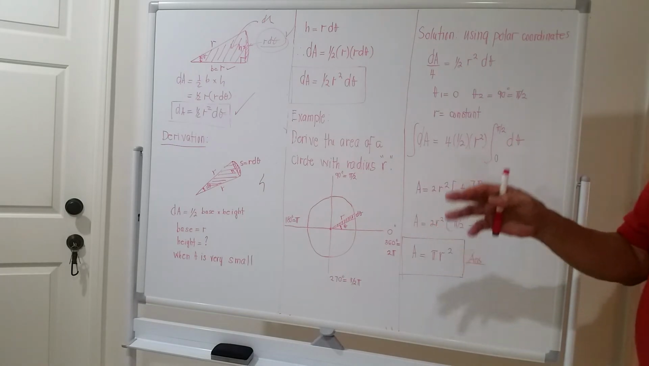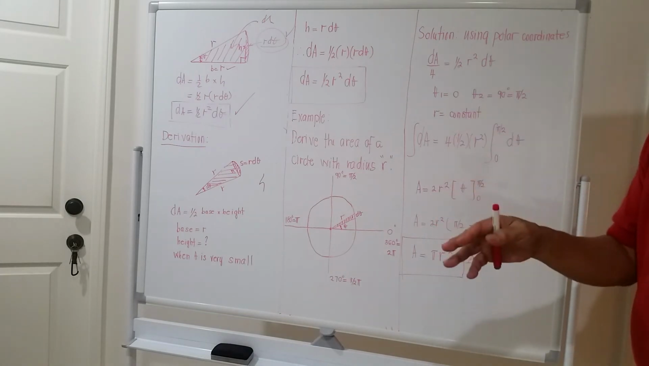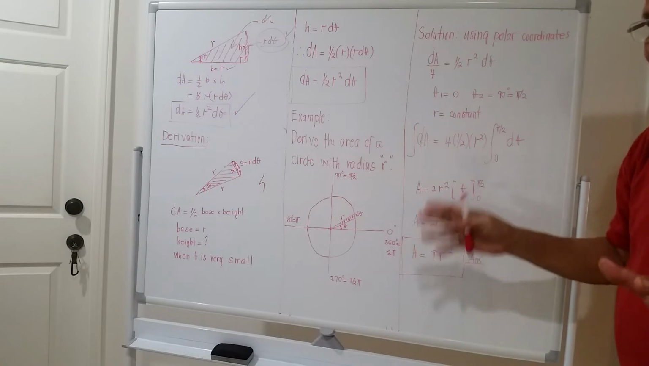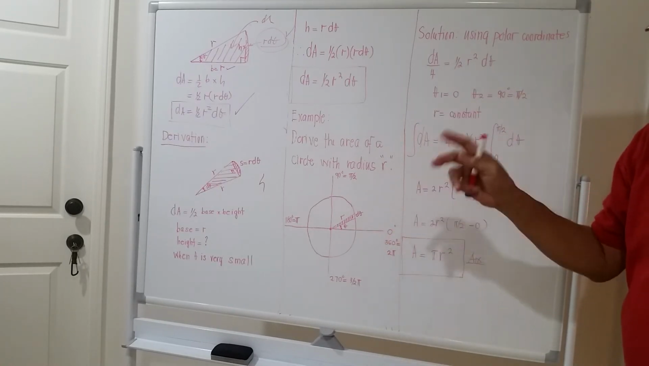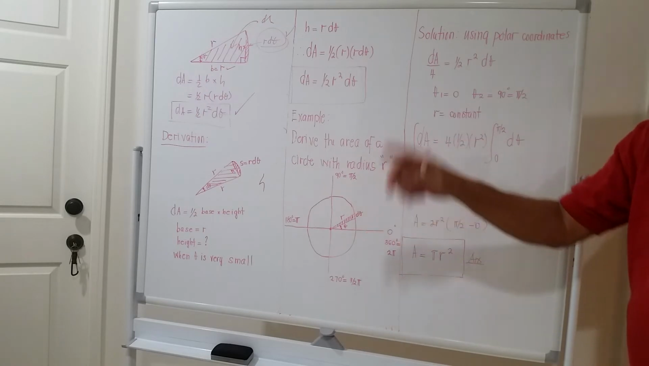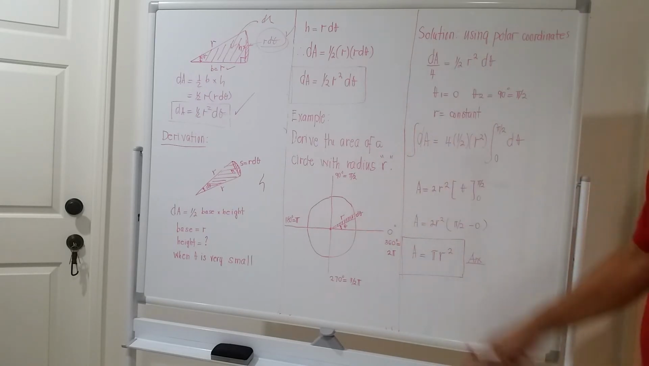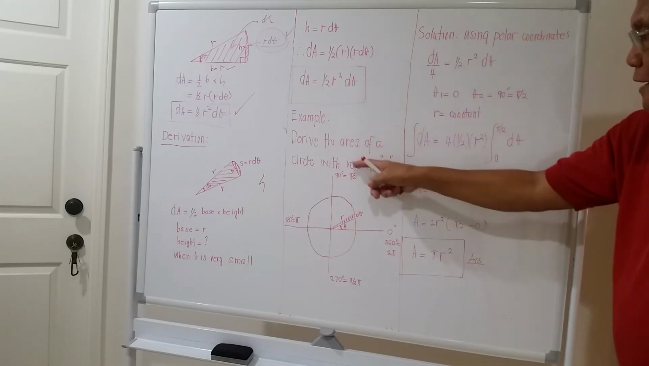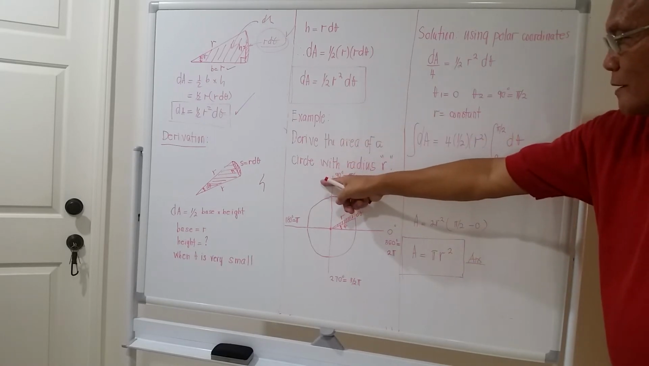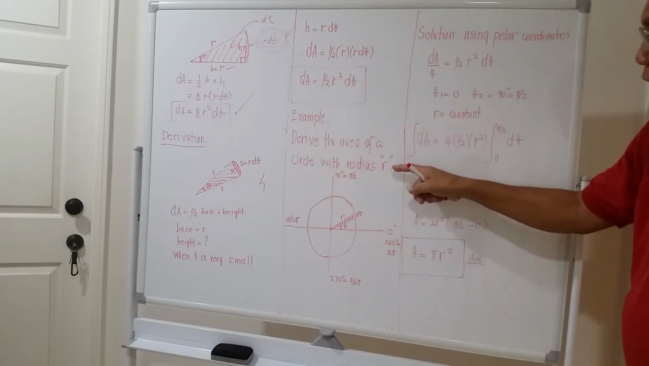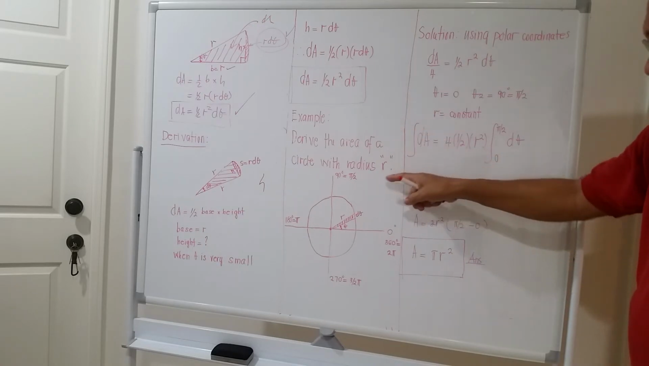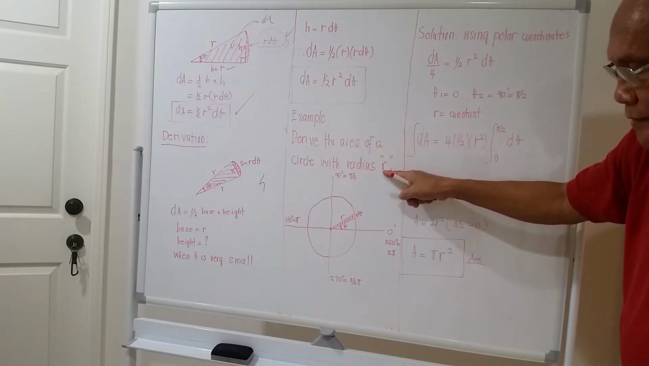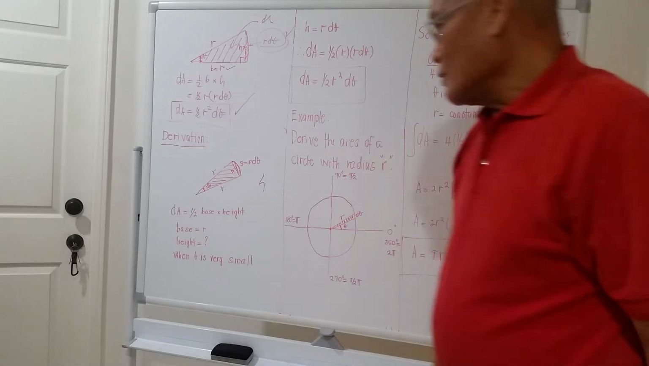To observe the significance of this formula, let's try to bring out the derivation of the formula for taking the area of a circle using polar coordinates. Example problem: derive the area of a circle if the radius of that circle is small letter r. Okay, let's try to draw the figure.